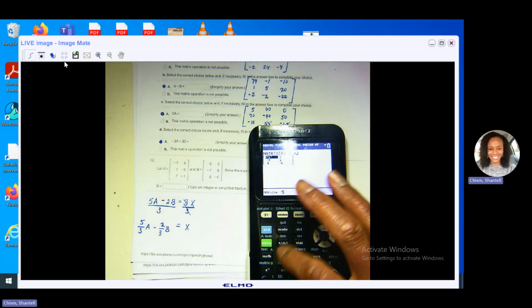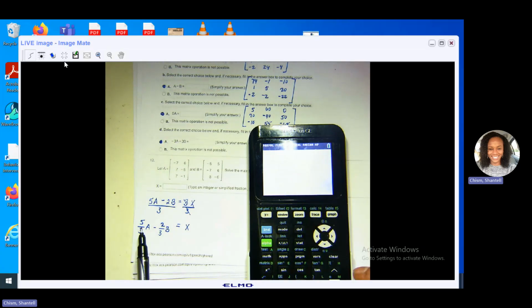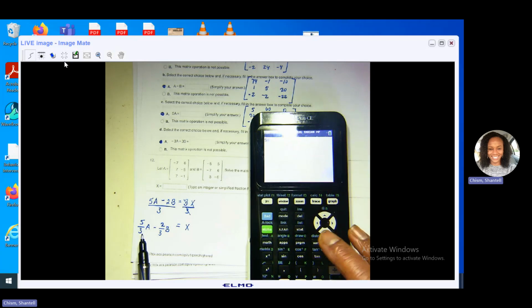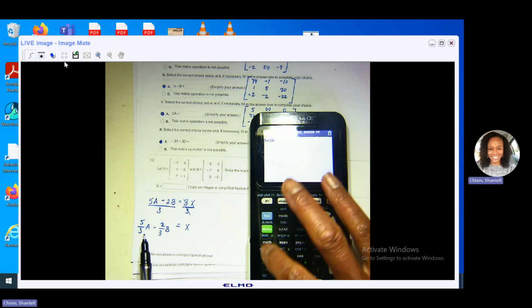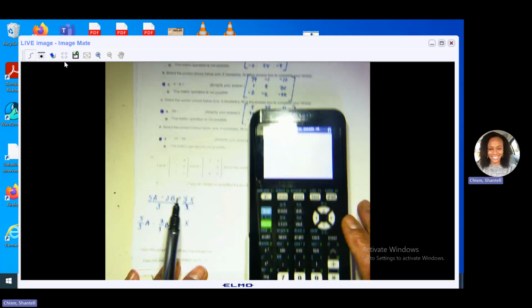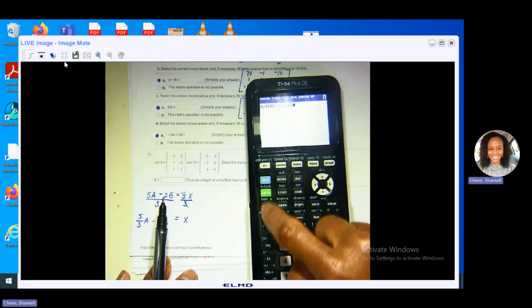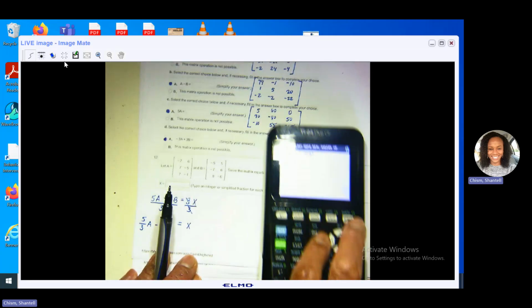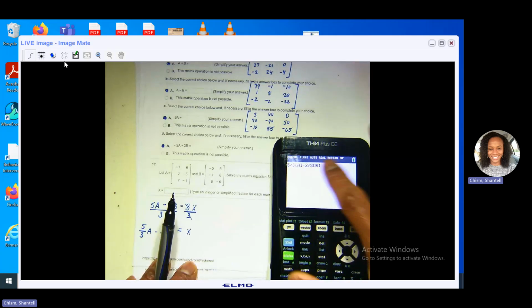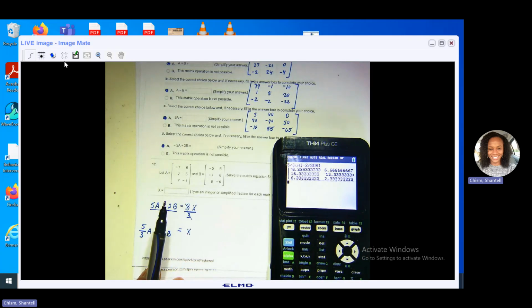Press second, quit. And now let's type on our screen 5/3, 5 divided by 3, matrix A, minus 2 divided by 3, matrix B. All I did was type using my regular division symbol, 5 divided by 3, and then I went second matrix to select A, and then minus 2 divided by 3, and I selected B. I'm pressing enter there, and it gives me some nasty decimals, which I don't want.